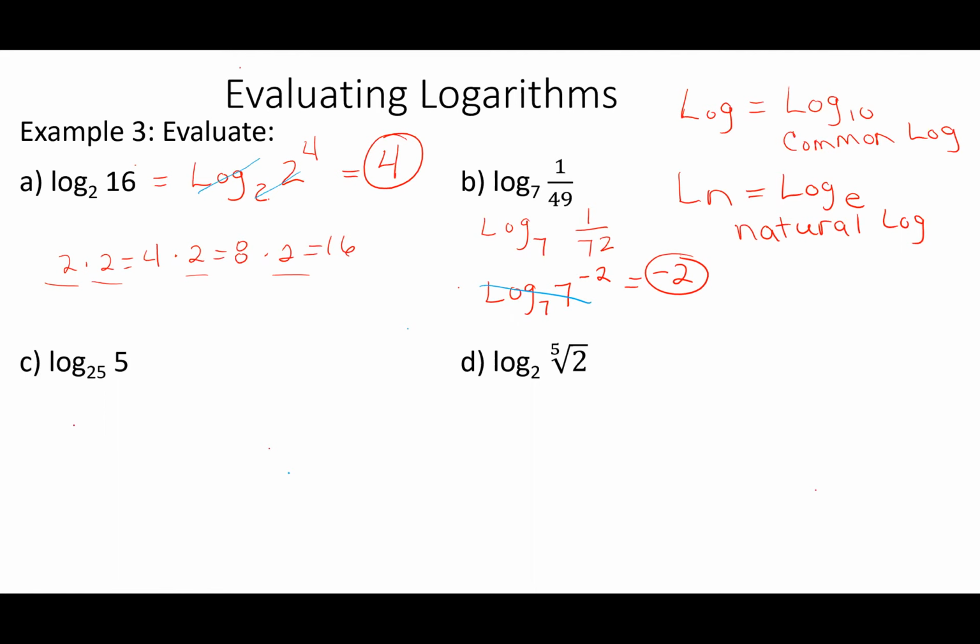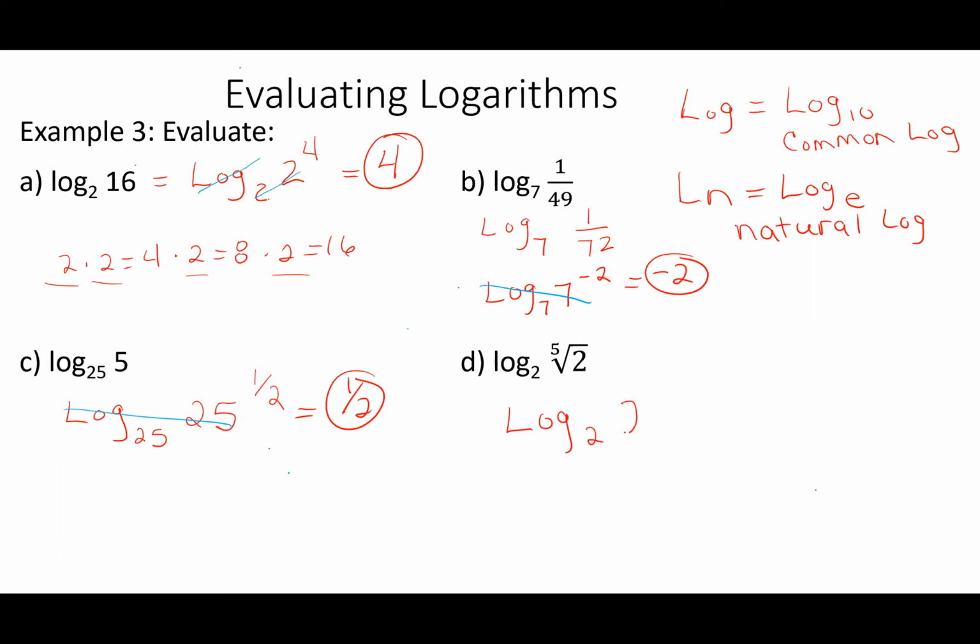Now on C, how do I write 5 as 25 to a power? Well, what's the square root of 25? Well, it's 5. And the square root means the 1/2 power. So now you can cancel and be left with your answer 1/2.